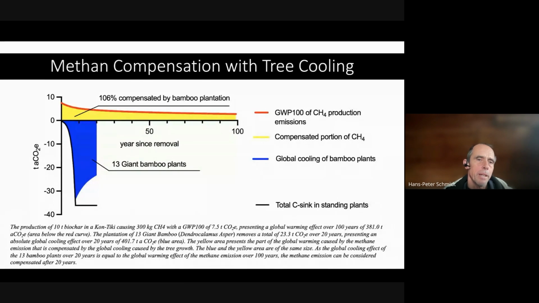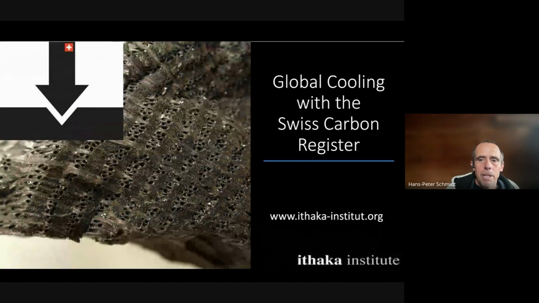And we can calculate for any kind of emission the number of trees that are necessary, or it is in the register, as Matthias will show you in a second, that you measure the carbon that's taken up by a forest, and then you can match it to the effect of an emission. So I think my time is over, and I'm looking forward to listening to Matthias, who will explain how this works when the carbon sinks with their global cooling effect are registered in the Swiss Carbon Register.